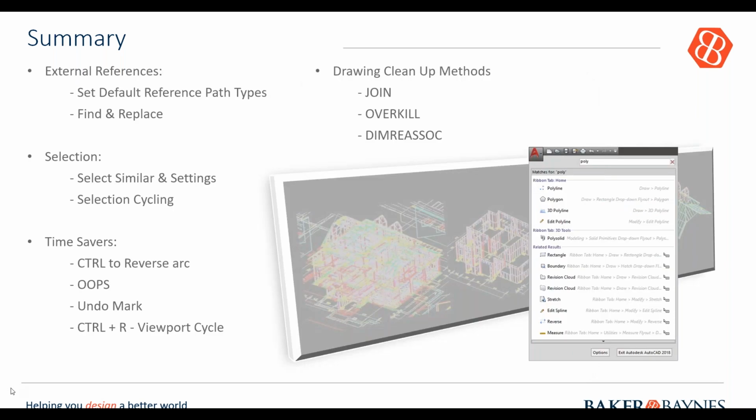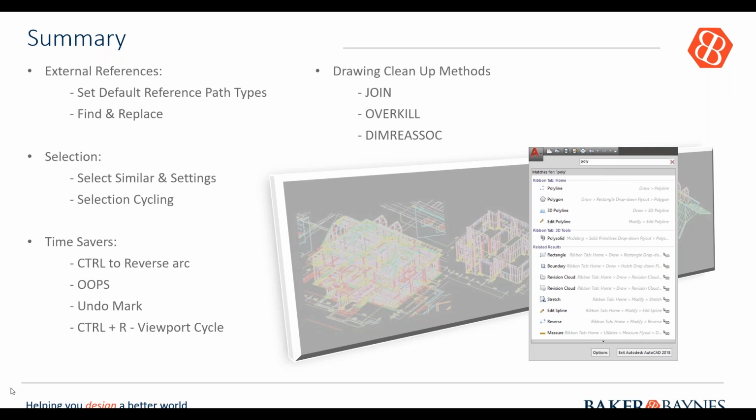Other things that we went through is external references. We set the default reference type path to be either 1 for relative, 0 for no path, or 2 for full path. And we also did a find and replace. So we right-clicked into our XREF and did a find and replace in case we want to replace a whole batch of links very quickly. We also went through select similar and the settings of those selects. So right-click, select similar, and we typed in select similar to access the settings for that.